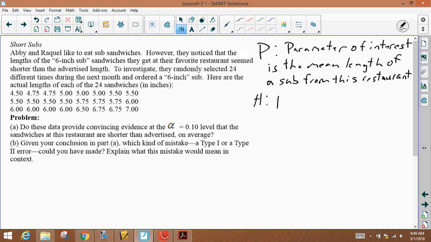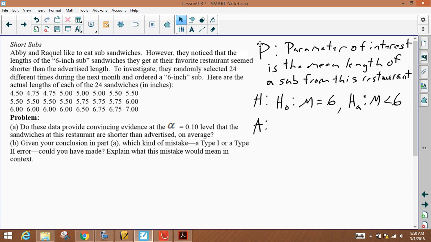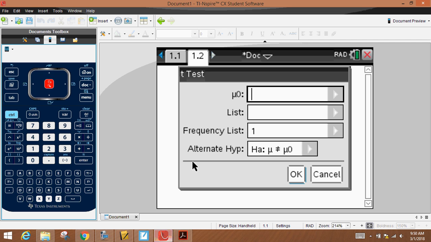Our null hypothesis is that mu is 6, right? Our alternative hypothesis is that the subs are shorter, right? We want to know if they're shorter, so mu is less than 6. We'll get to alpha here in a second, but that prompted me to get to H0. So 6. The list we're going to use is sub.